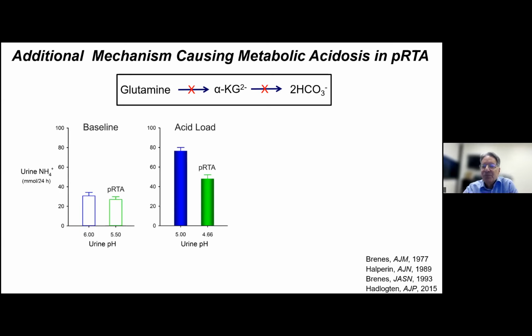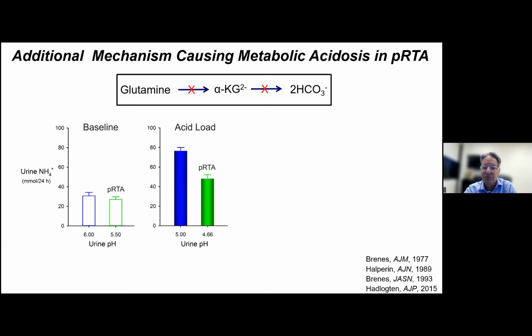Now, we can't measure bicarbonate generation in a patient. We can measure bicarbonate absorption by looking at the fractional excretion, but we don't know what the bicarbonate generation is. But we do, as I was alluding to before, have an indirect assessment of that by looking at the urine ammonia excretion.